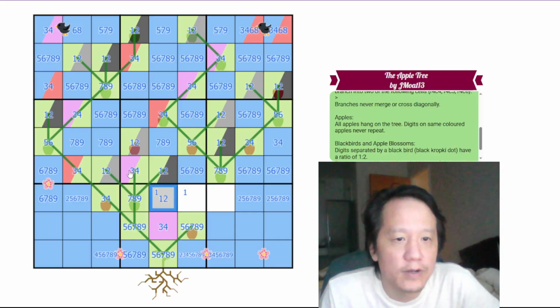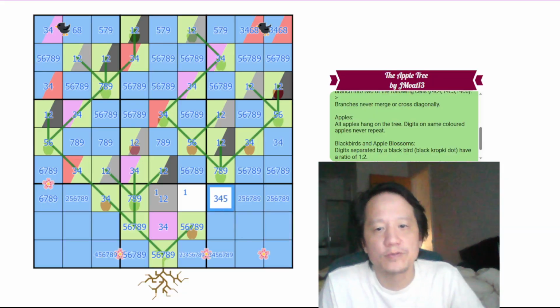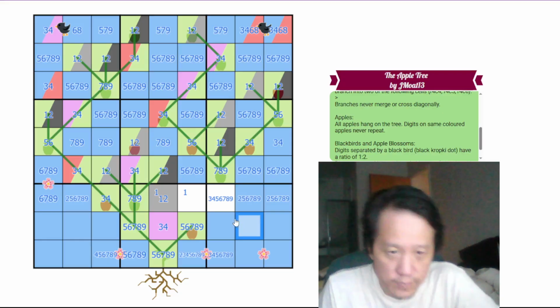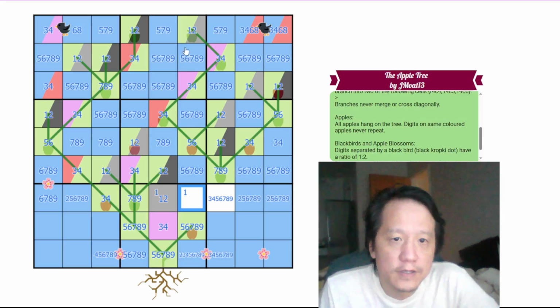This is the gray 1, 2. That means the gray 1, 2 has to be one of these two here. Gray 1, 2 is one of these two here. This has to be 3 through 9. And this, one of these is the dark gray 1, 2. We don't know which.